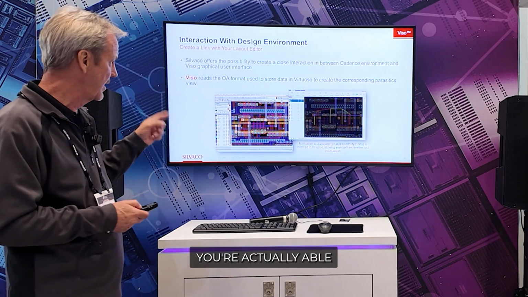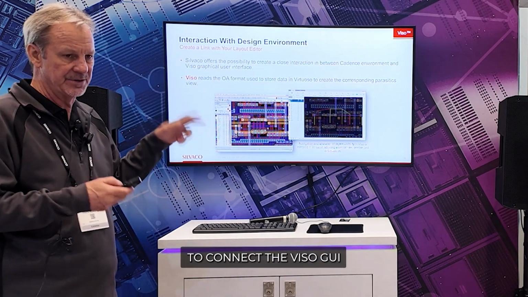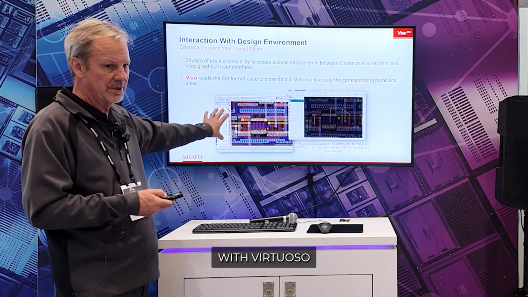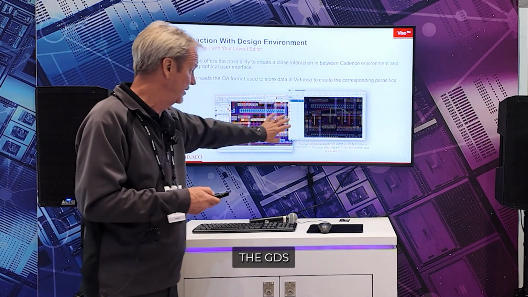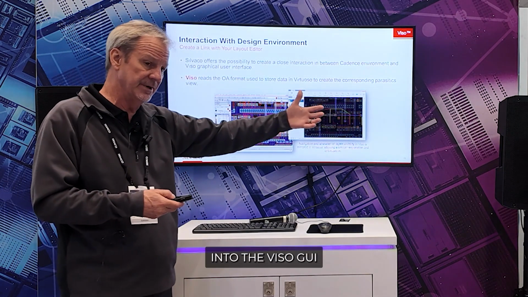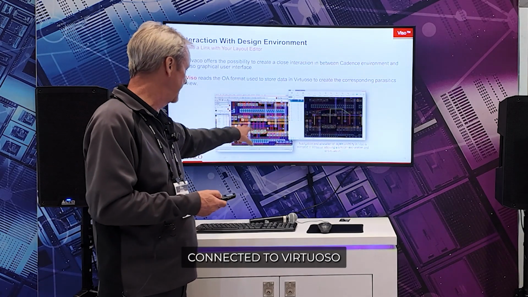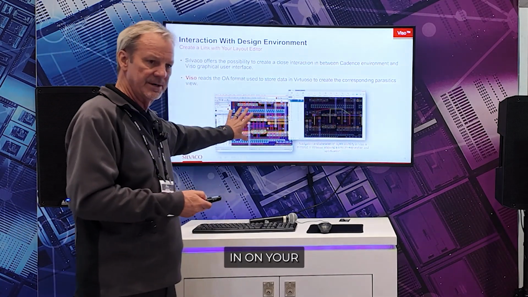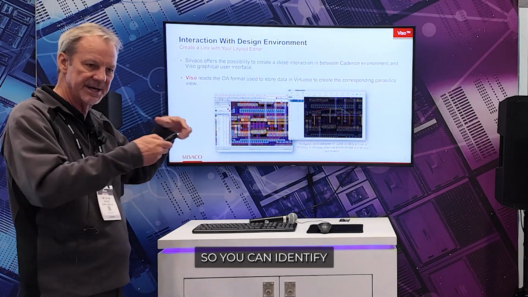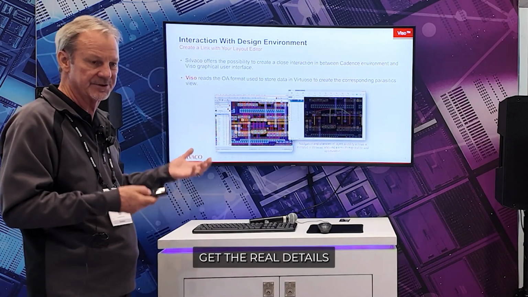As I hinted to a little bit earlier, you're actually able to connect the Viso GUI with Virtuoso. So you can actually see real layout. You can actually bring the GDS into the Viso GUI, or you can, like I said, connect it to Virtuoso. So when you zoom in on this net, it'll zoom in on your Virtuoso window. So you can identify the problems on real layout, get the real details.